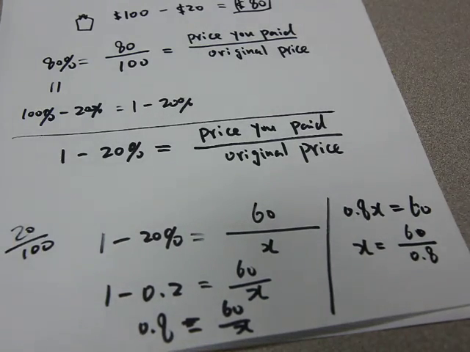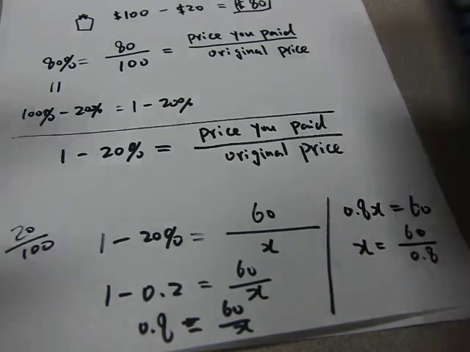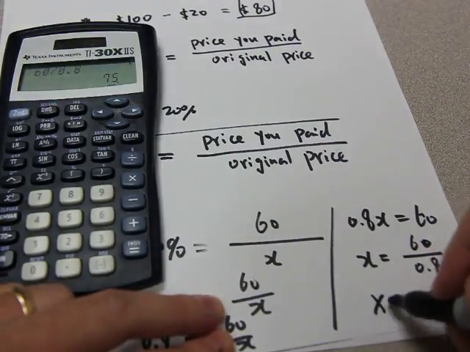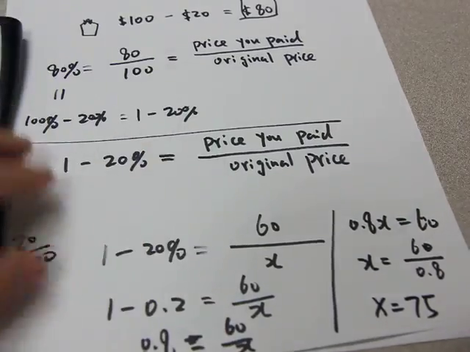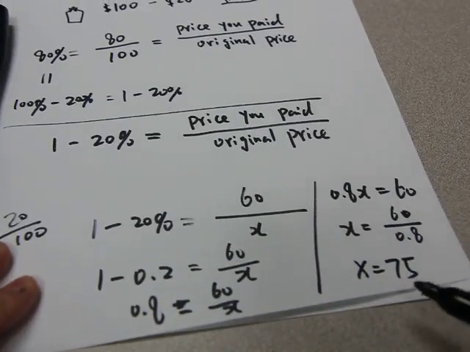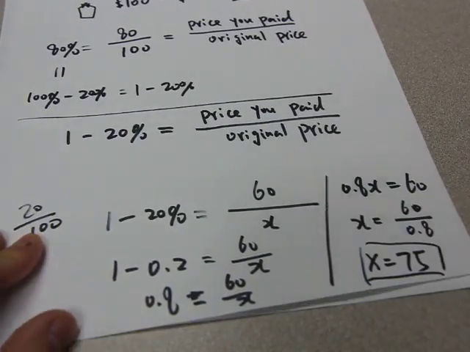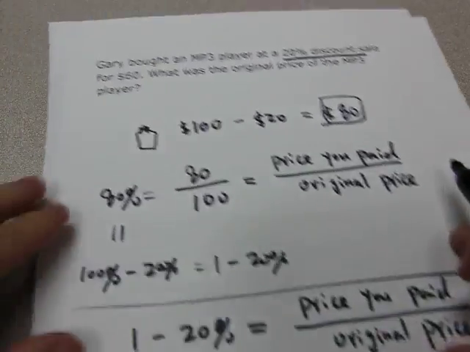So the answer: 60 divided by 0.8. So it's 75. So the original price was 75, which let me show you how we can verify this answer.